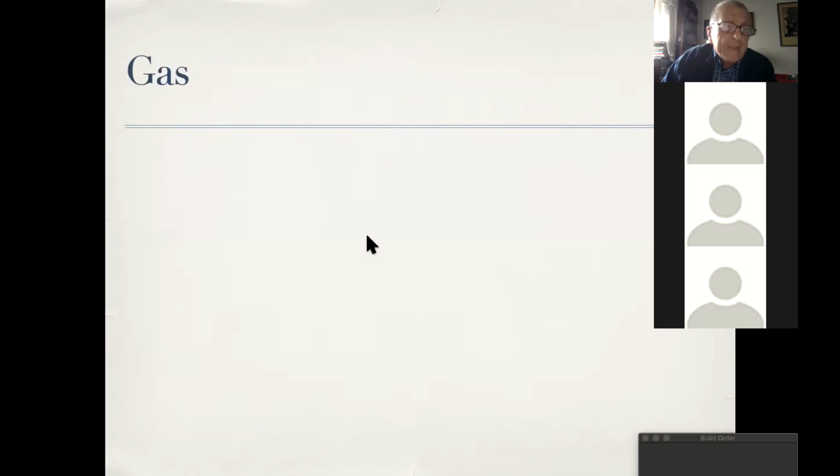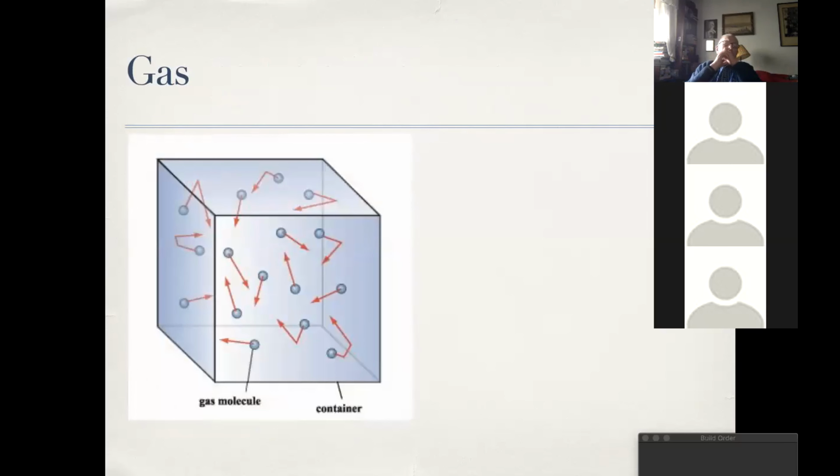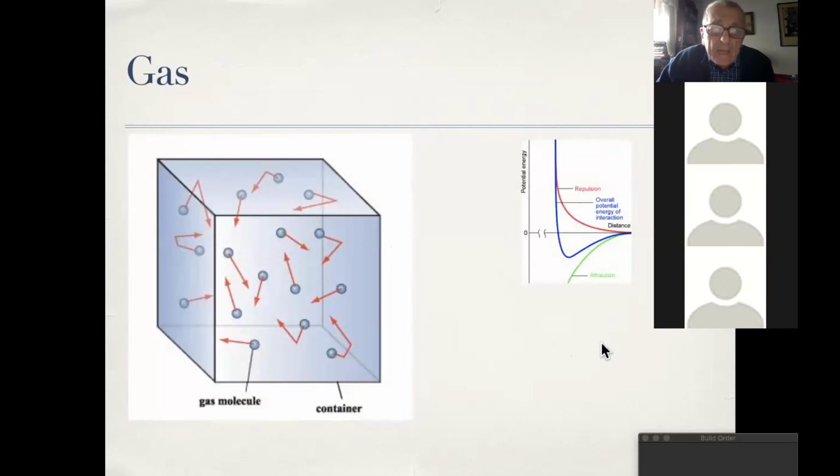So let's talk about gases. This is the picture of a gas. We have a container, and we have particles moving in it, mostly with a constant velocity, and they very rarely approach each other and collide. That is what happens when the mean distance between the particles, which is the inverse cube root of the density, is large. Density is measured per cubic centimeter or cubic meter, so this length is in meters.